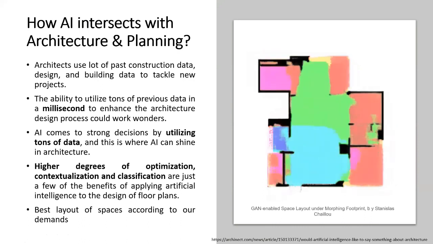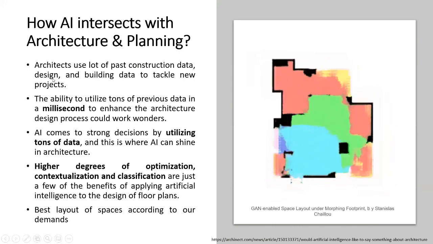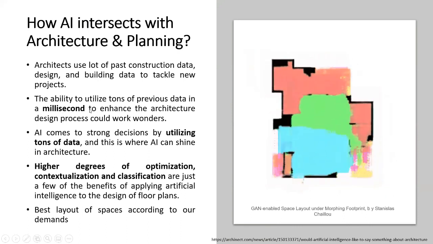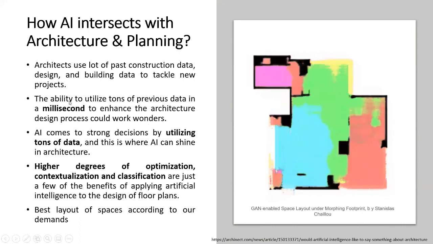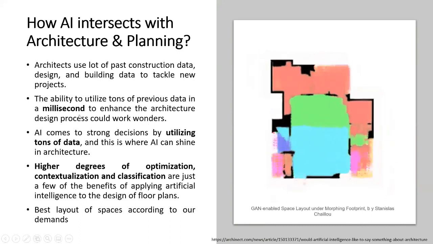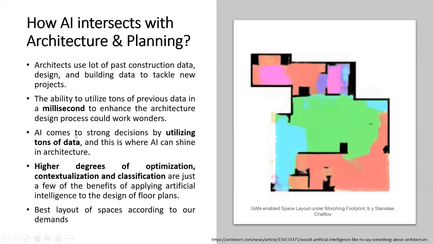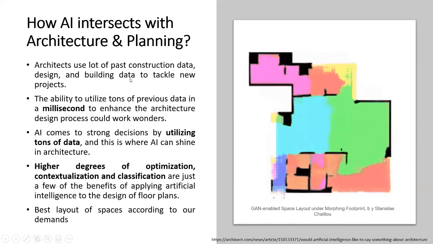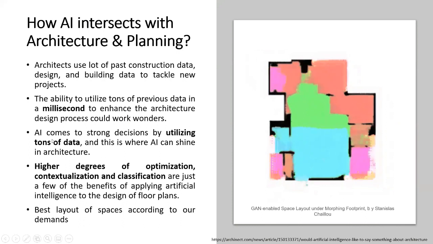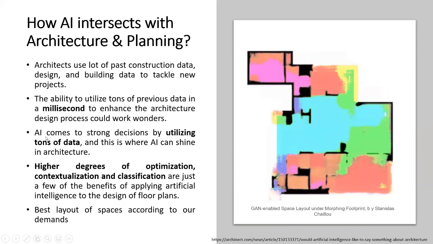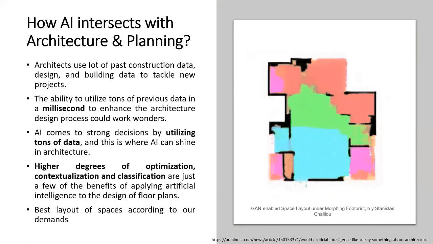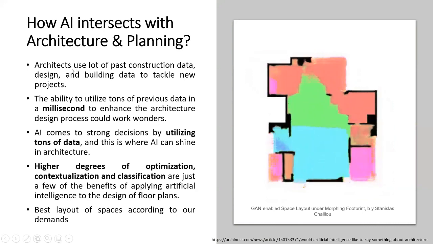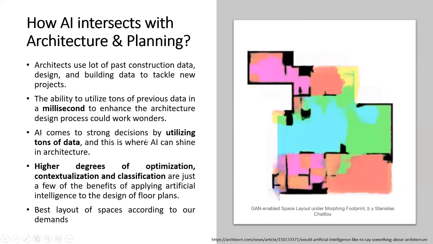But what if going through the previous data, all the designs, plans, everything takes only milliseconds to process? It will do wonders if we are able to do this kind of research and get recommendations in just a few milliseconds. So, as architects require a lot of previous data to design any project, and as we saw in the previous slide, even for machine learning algorithms or deep learning algorithms, we need to give a lot of data to the models. This is where architecture and planning and AI intersect.